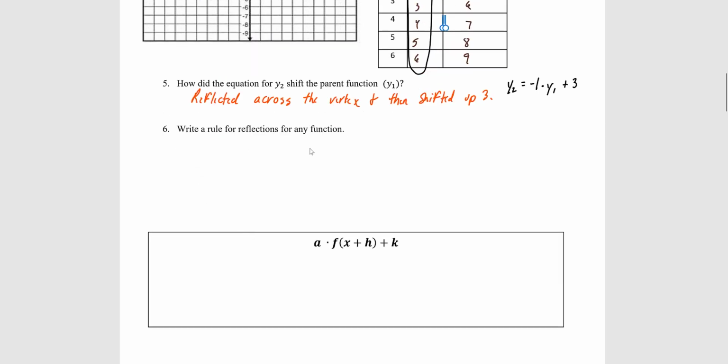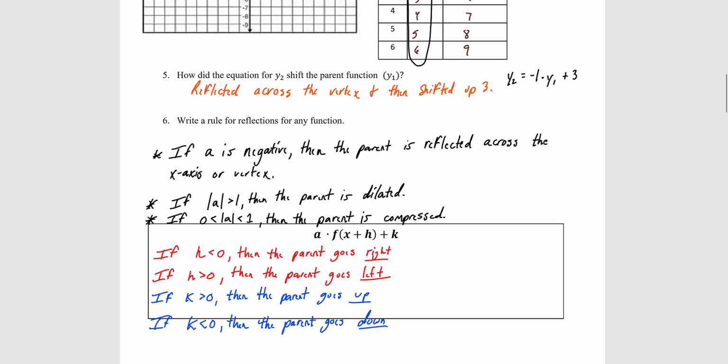And then finally, this wants us to write a rule for reflections for any function. So we're going to write out all the rules we've discussed all in here in this box here at the bottom. So there's all the rules we've talked about as x approaches negative infinity. These three, this left arrow, which is the 3 we've added today.